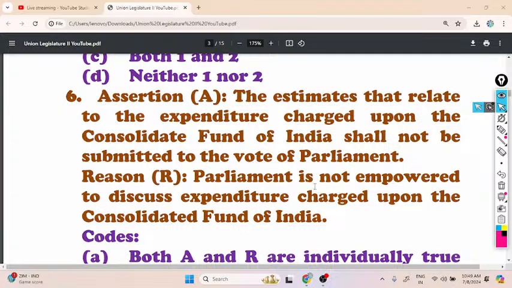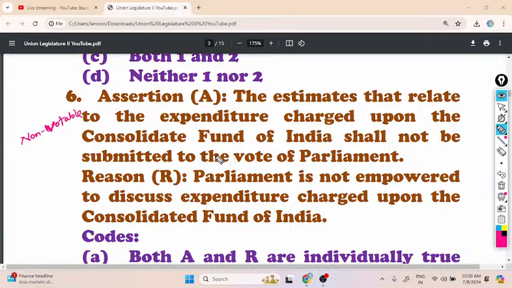Okay, number 6, assertion. The estimates that relate to the expenditure charged upon the Consolidated Fund of India shall not be submitted to the vote of Parliament. That's correct. There are two types of expenditure, non-votable and votable. The votable expenditures may be discussed and voted. During voting, they can be reduced, they can be altered. But non-votable expenditures are not subject to vote by the Parliament. They can only be discussed. That means there can be no change by Parliament in the expenditures.